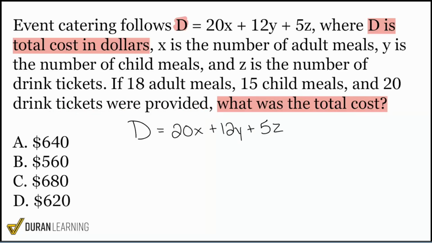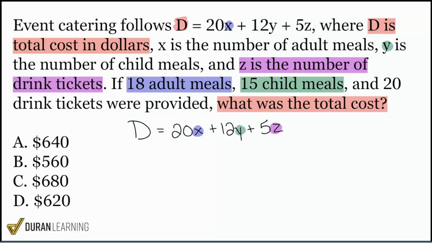So from visual mapping, we can see exactly what we need to replace each variable with. X is adult meals, and we have 18 of those, so I'll replace X with 18. Next, I see that Y is the number of child meals. I got 15 child meals. Y gets replaced with 15. Same thing with Z. Let me just change colors. Z is defined as the number of drink tickets, and we have 20 drink tickets provided. So that will be replaced with 20.